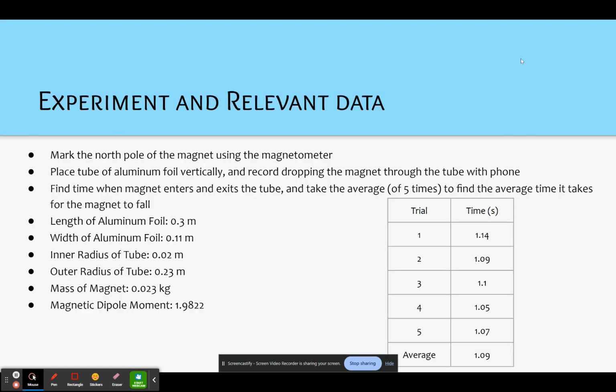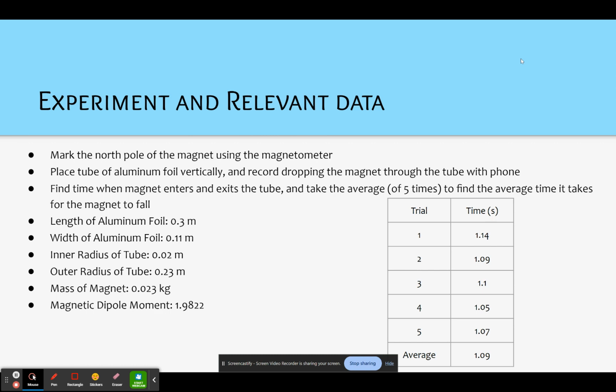So the experiment-related data. First, we started by marking the north pole of the magnet using the magnetometer. We placed a tube of aluminum foil vertically and recorded it dropping the magnet through the tube with the phone. And we find the time when the magnet enters and exits the tube and take the average of 5 times to find the average time it takes for the magnet to fall.